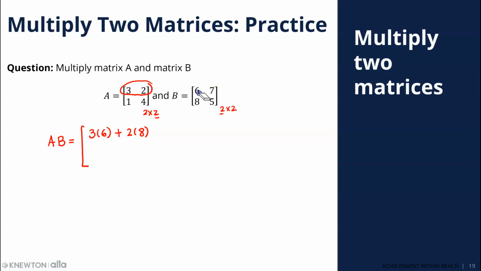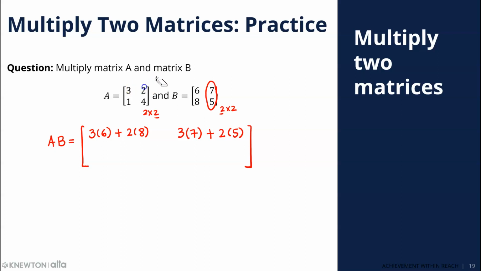Similarly, to get the row 1, second column entry in the product AB, you multiply the first row in A by the second column in B. You multiply element-wise, so the corresponding entries. So 3 times 7, and then add the product, plus 2 times 5. These are your first row entries.